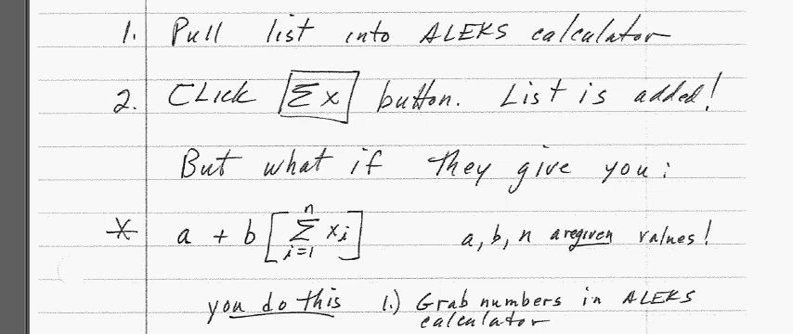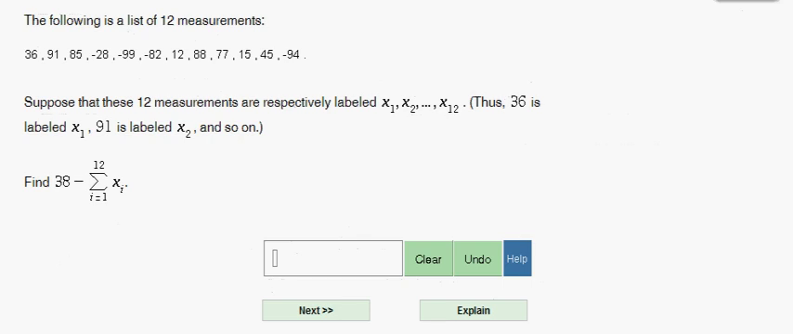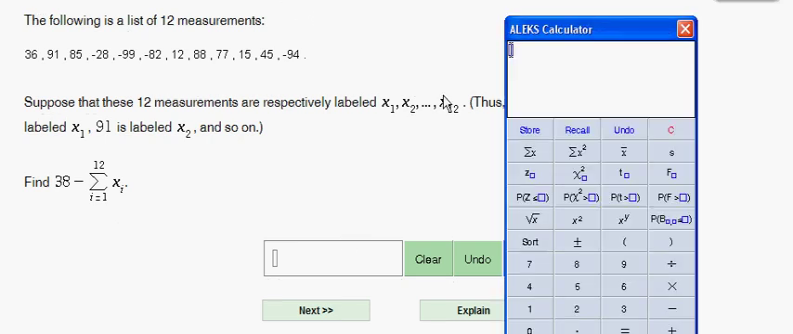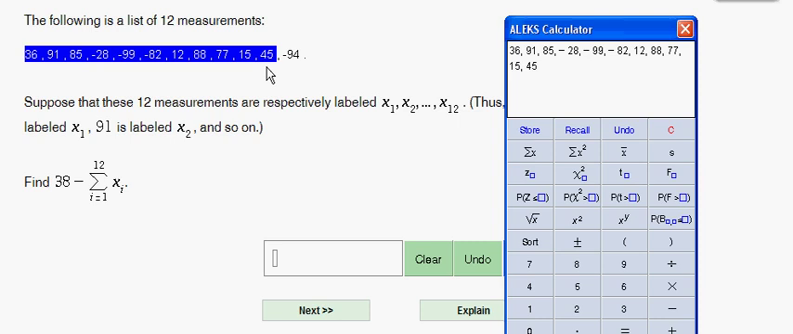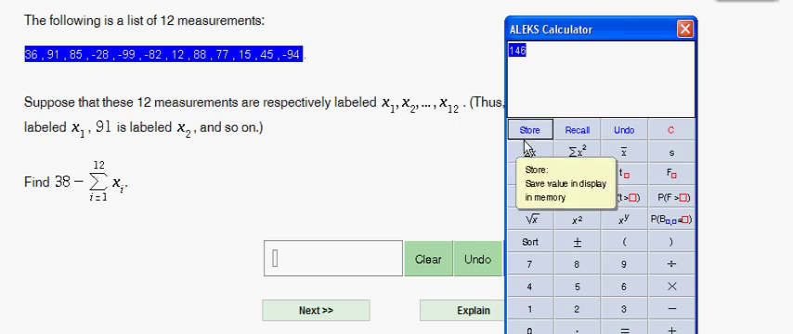So let's go back and take a look at the problem that we have here. And let's play with this for just a second. Get your ALEKS calculator up here. Just click and drag this list of numbers. And then when you hit this button right here, the summation of X button, what that's going to do is to add that list up for you instantly. So that takes care of a lot of it.